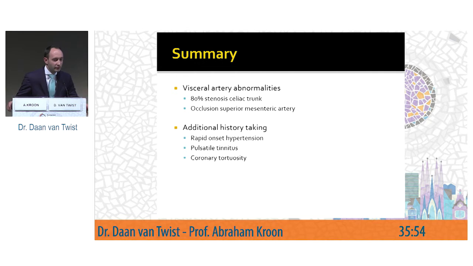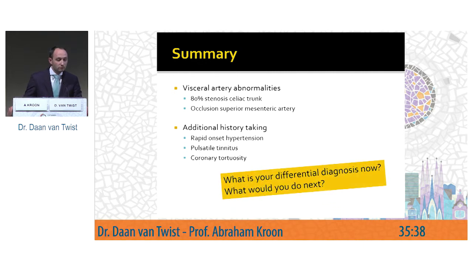So to summarize, we have a patient with visceral artery abnormalities with a stenosis of the celiac trunk, occlusion of the superior mesenteric artery, and additional history taking revealed rapid onset hypertension, pulsatile tinnitus, and coronary tortuosity. So again, the question for the audience, what is your differential diagnosis now, and what would you do next? Okay, so we have 2 people at the microphone. Go ahead.